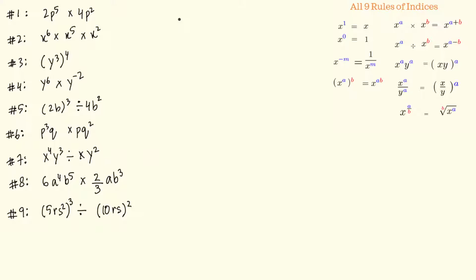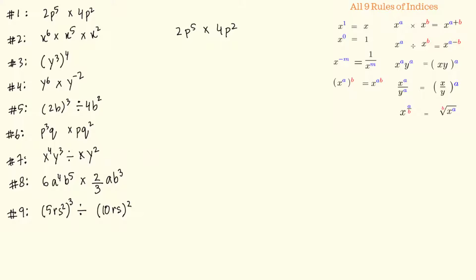In this video, we'll be doing some example problems related to indices. I have these 9 problems over here and I'll be solving them using the rules of indices that we studied earlier. Let's look at this first problem. I have 2p to the 5 times 4p square and I need to evaluate this.